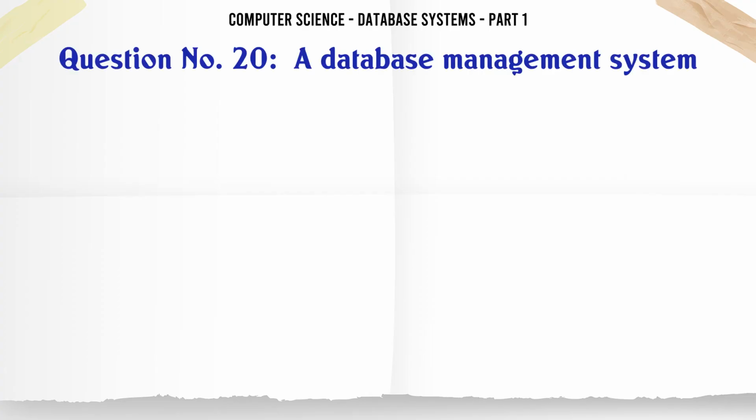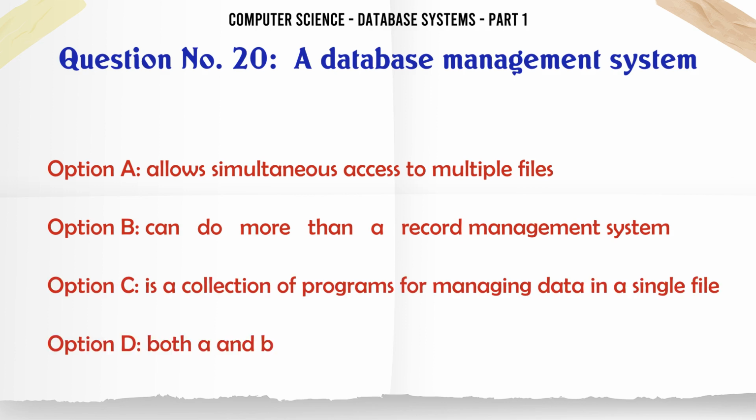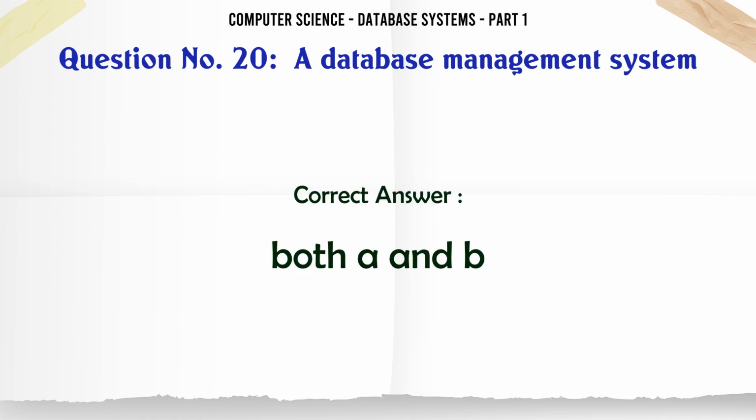A database management system A. Allows simultaneous access to multiple files. B. Can do more than a record management system. C. Is a collection of programs for managing data in a single file. D. Both A and B. The correct answer is both A and B.